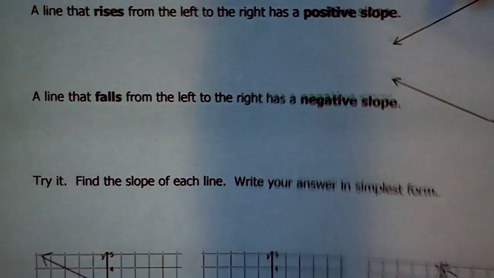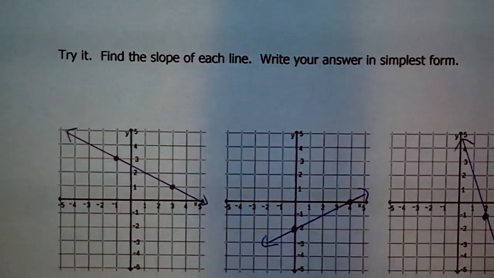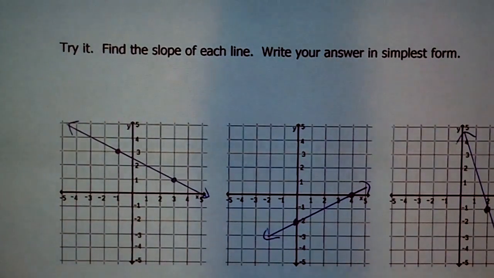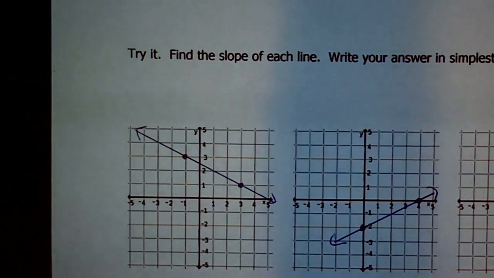So let's try it. Again, we're going to take what we know. We're going to use this rise over run, and we're going to find the slope of each one of these lines, writing our answer in simplest form. So it doesn't matter if you start from the top down or the bottom up. I know we're used to starting from the bottom up, so I'm fine with that.